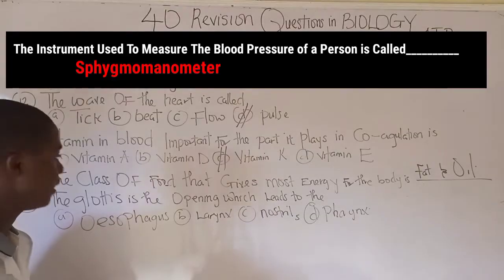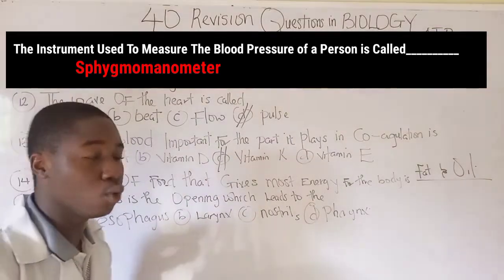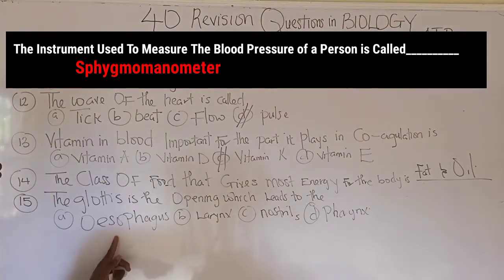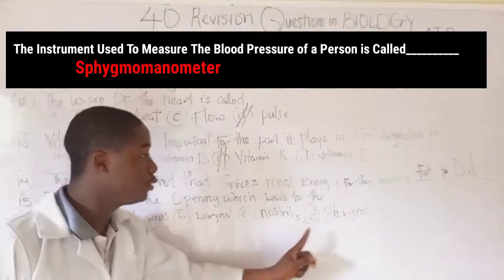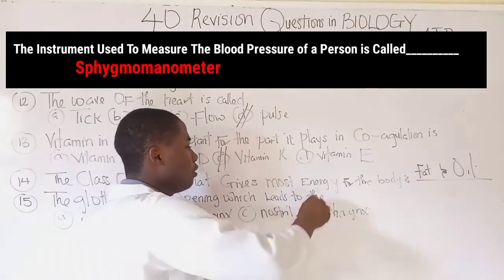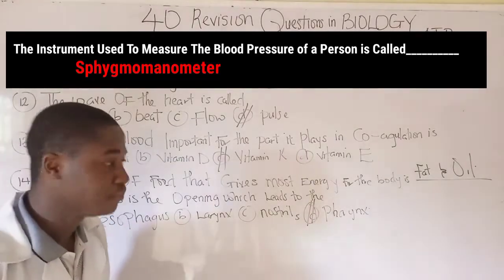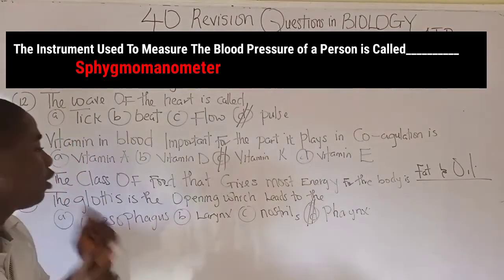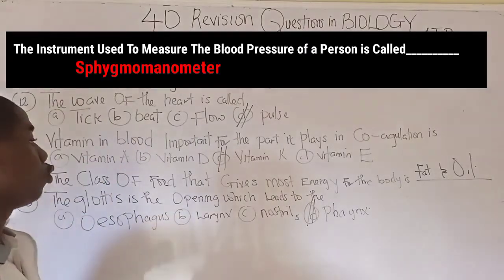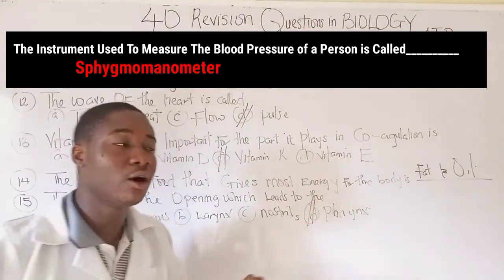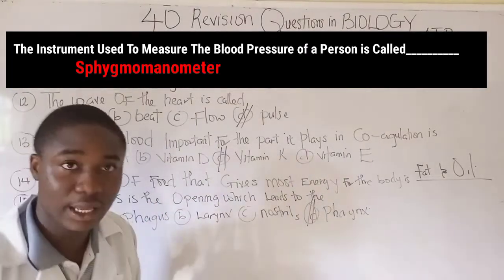Now question 15 says the glottis is the opening which leads to dash, the esophagus, the larynx, which we also call the voice box, the nostril, or the pharynx. The answer goes to the pharynx. So basically this is the answer to the question. It must be noted that the glottis is the opening which leads toward the pharynx, and the covering of the opening from the glottis is called the epiglottis.